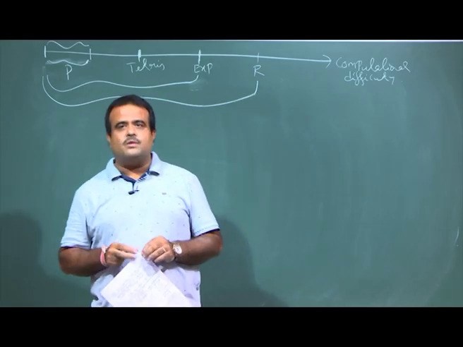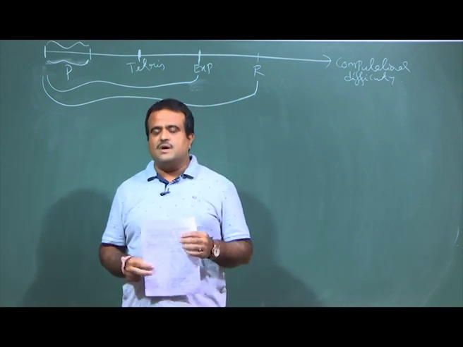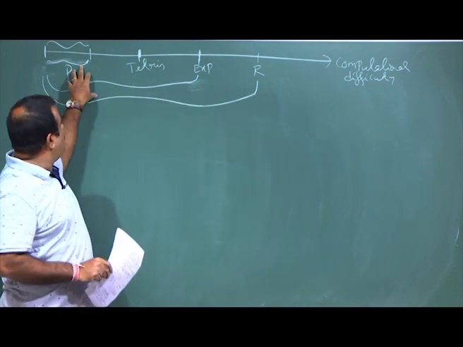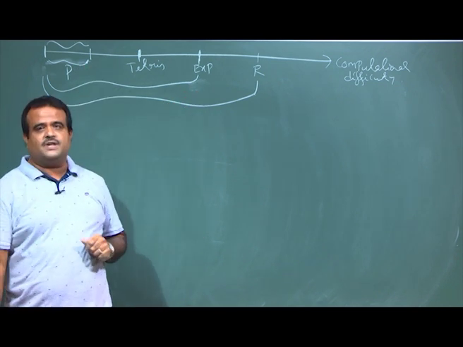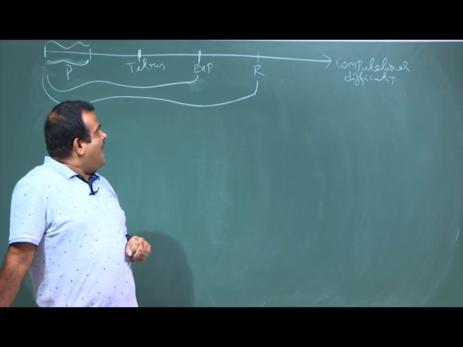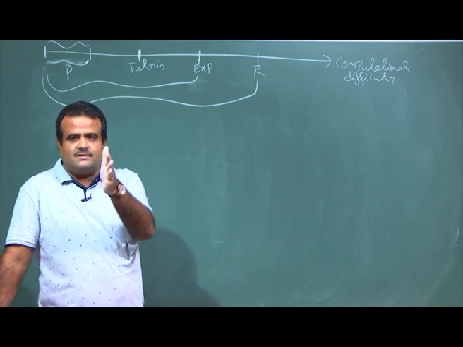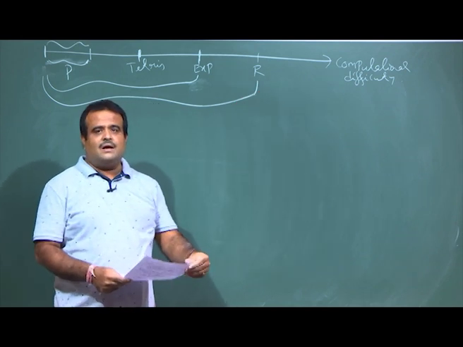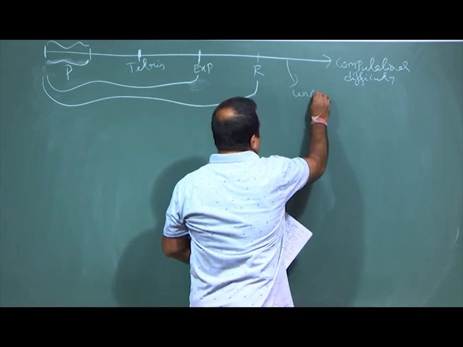Okay, so we are talking about computational complexity. In the last class we discussed three complexity classes: P, XP and R. P is the set of all problems which can be solved in polynomial time, and XP is the set of all problems which can be solved in exponential time. So P is a subset of XP, and R is the set of all problems which can be solved in finite time. After R, all the problems are basically uncomputable problems.